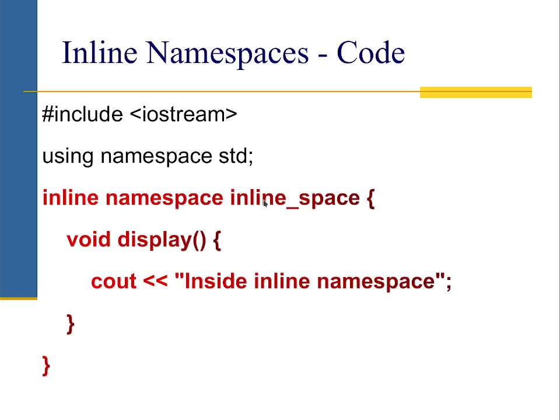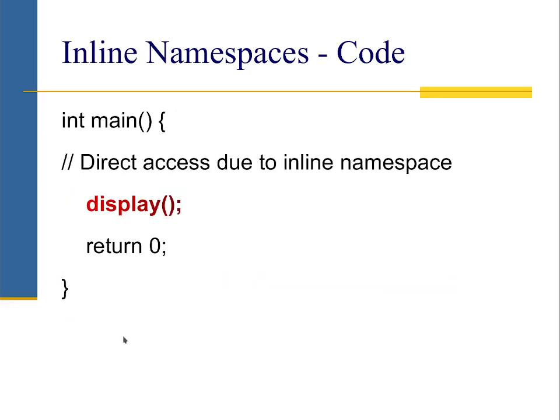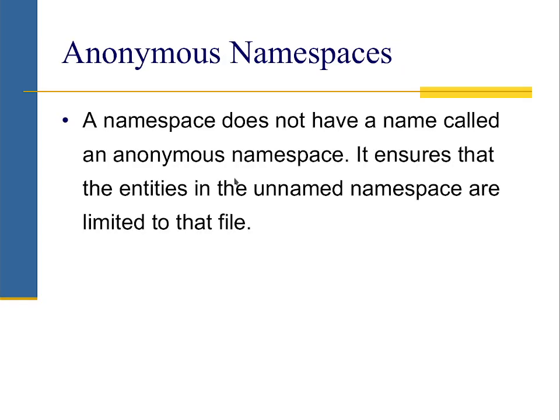Then there is a namespace where its members are accessible directly without using the namespace name. That's inline namespaces. This is a basic code of an inline namespace: inline namespace, with the inline namespace name, and your void function. Your members are inside the curly braces of it. In this one you have direct access due to the inline space; you just call it like that because it's inline.